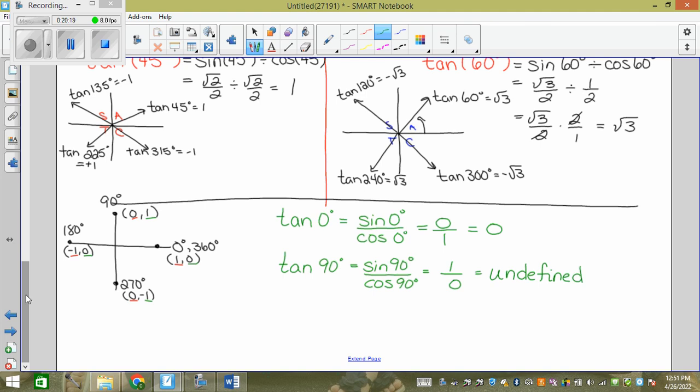You have to watch with the axes because they could be answers of 0. They'll be answers of 0 on the x-axis, right? Because 0 will be in the numerator. And there'll be answers of undefined on the y-axis, because this one will be 1 divided by 0 and this one will be negative 1 over 0. Does that all make sense? Good, Sean.